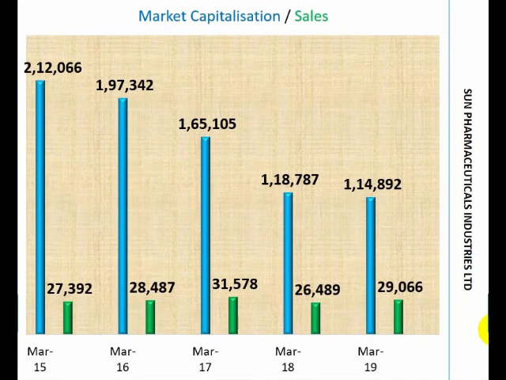Market capitalization should be increasing over the years, which indicates that the company's value in the market is increasing. But here we see that the market capitalization, indicated in blue, has been declining. In March 15, the total company's value was around 2,12,000 crores in the market, which has now fallen to 1,14,000 crores. So the investors in the market have discounted this company by almost 50% since March 15 onwards.